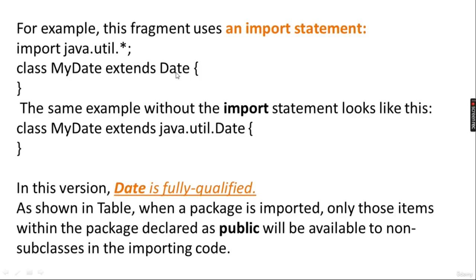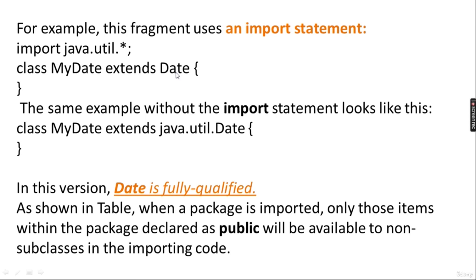For example, this fragment uses an import statement, import java.util.*. So whatever classes are present in the java.util package will be imported in this project. My class myDate extends Date. The same example without the import statement will look like this: class myDate extends java.util.Date. So without using import also you can use java.util.Date. Date is fully qualified, that is, it has the full package hierarchy: package1.package2.classname.